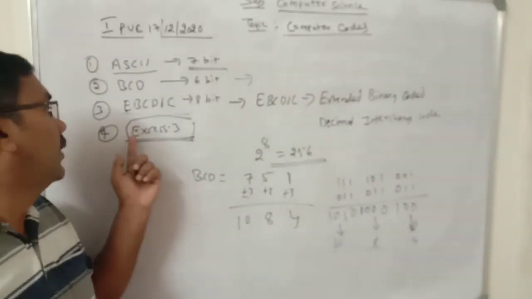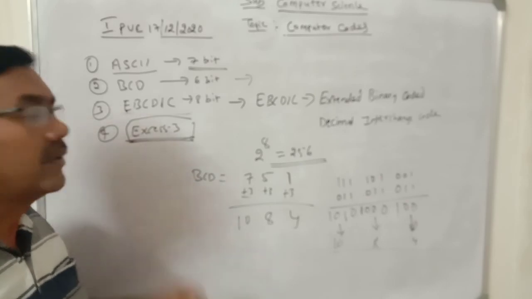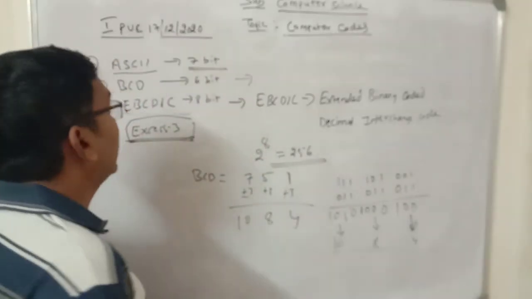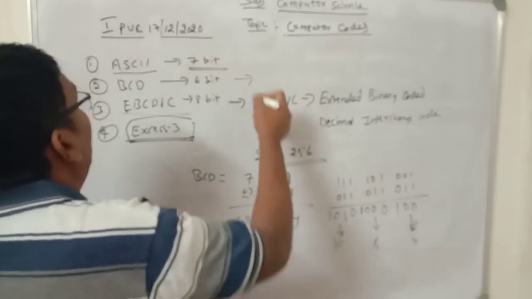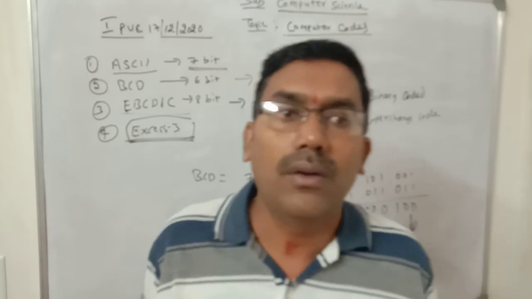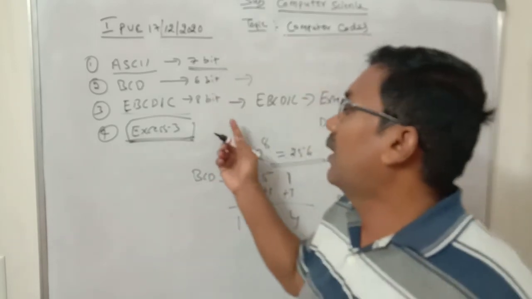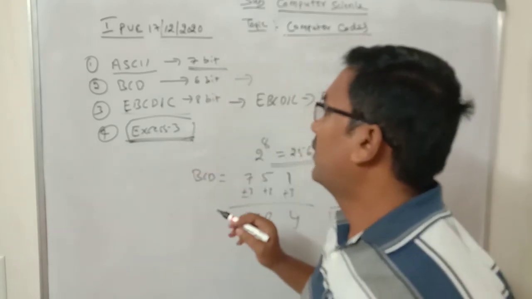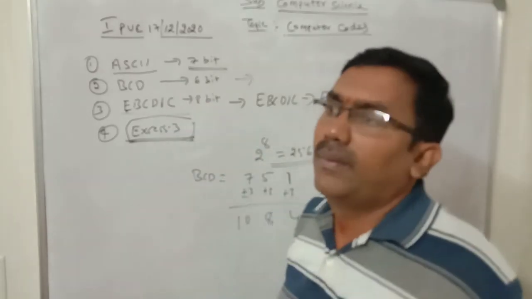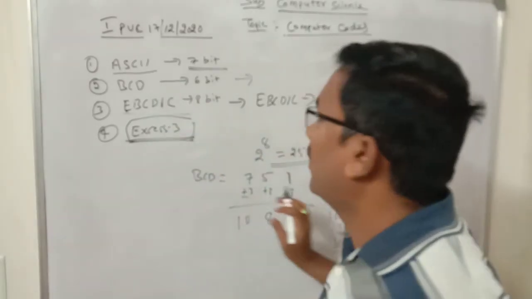Like this. XS3 means you add plus 3 to the binary coded decimal. That is called XS3 code. And these are all the computer codes we generally use. You have to remember, they will ask 1 mark questions. XS3 code they generally will not ask. They will ask the ASCII code and the BCD code. The BCD code table you have to remember.